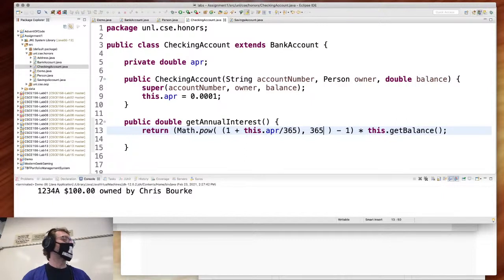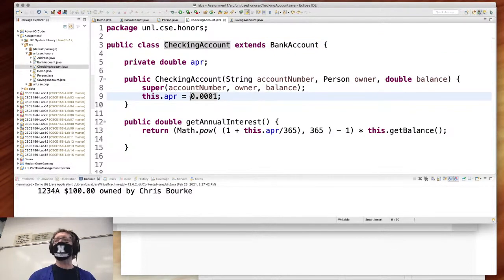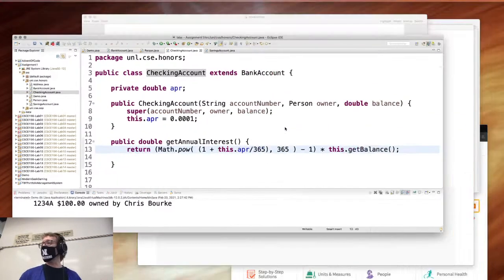So this is kind of like a credit card right here. Very, very generous checking account. Except, of course, that the interest rate is absurdly low and we're not going to get anything out of this anyway. Okay? So I have different behavior, right?